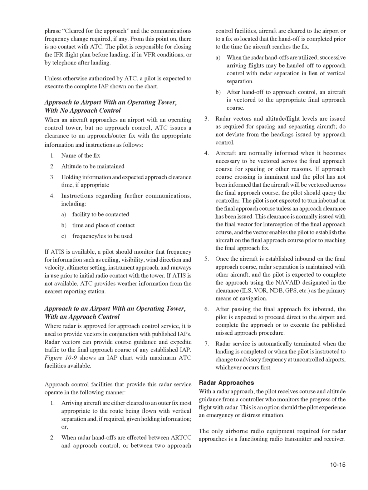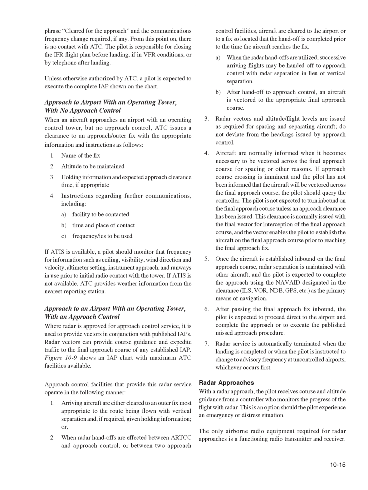1. Arriving aircraft are either cleared to an outer fix most appropriate to the route being flown with vertical separation and, if required, given holding information, or 2. When radar handoffs are effected between ARTCC and approach control, or between two approach control facilities, aircraft are cleared to the airport or to a fix so located that the handoff is completed prior to the time the aircraft reaches the fix. A. When the radar handoffs are utilized, successive arriving flights may be handed off to approach control with radar separation in lieu of vertical separation. B. After handoff to approach control, an aircraft is vectored to the appropriate final approach course.